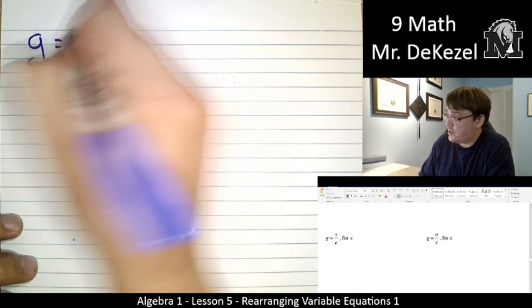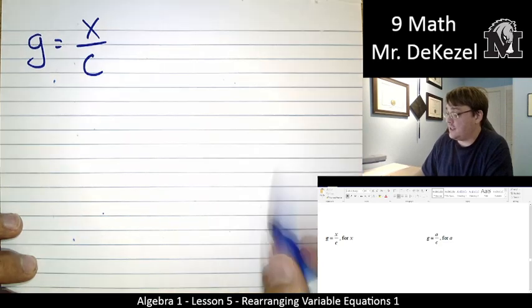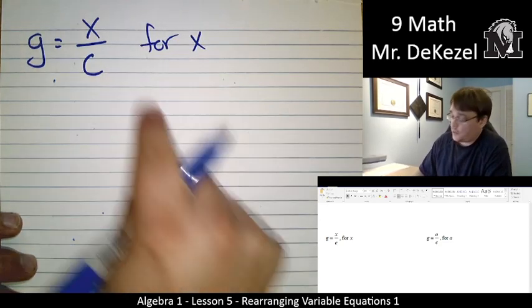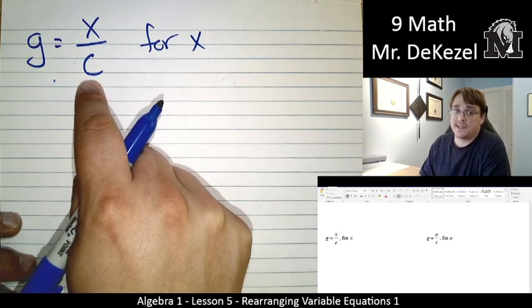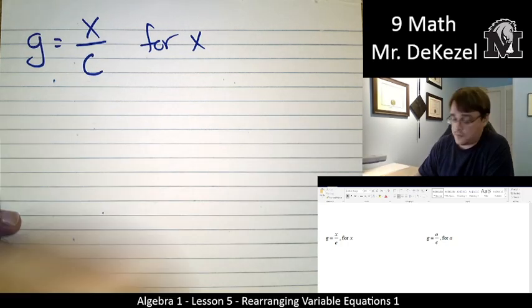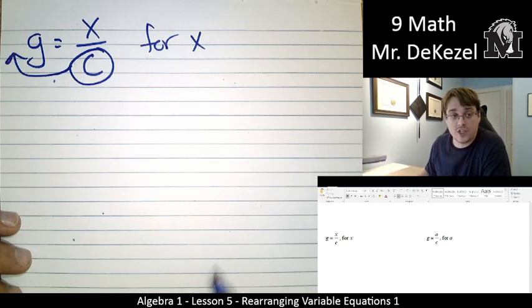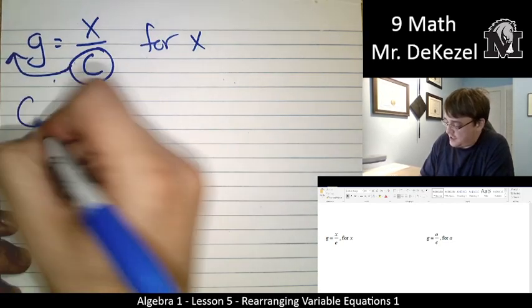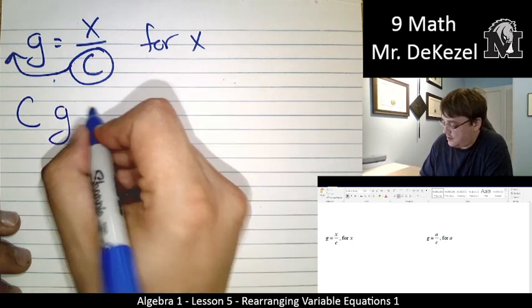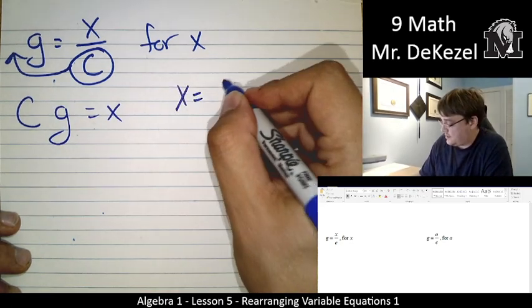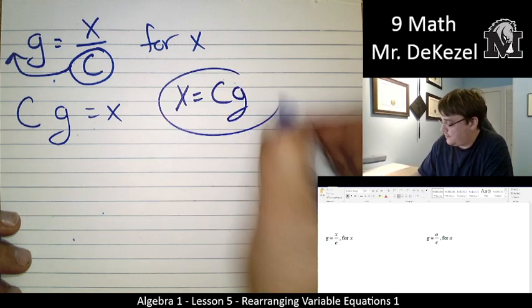g is equal to x divided by c. We're gonna solve for x again. When c is on the bottom on one side and we wanna get it to the other side, because we wanna get x all by itself, it comes to the top. So we would have c times g is equal to x. We'll flip it around. x is equal to cg.